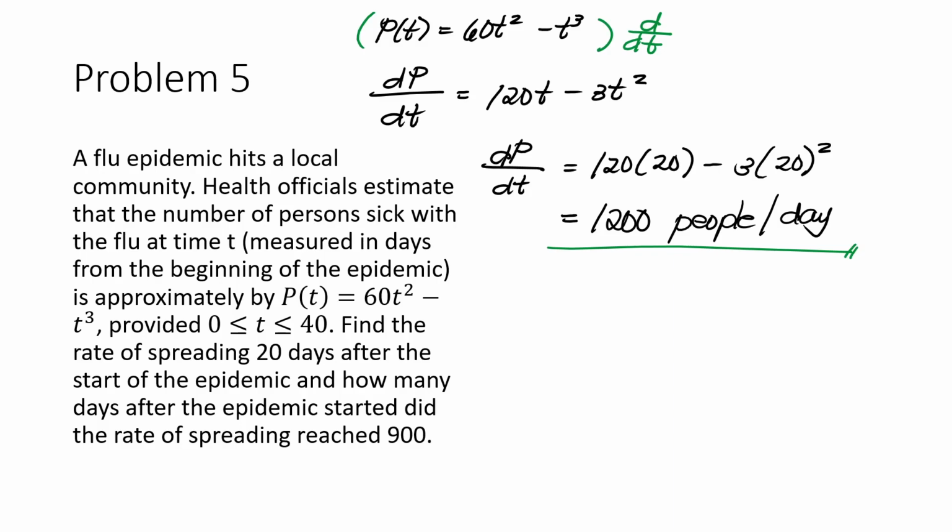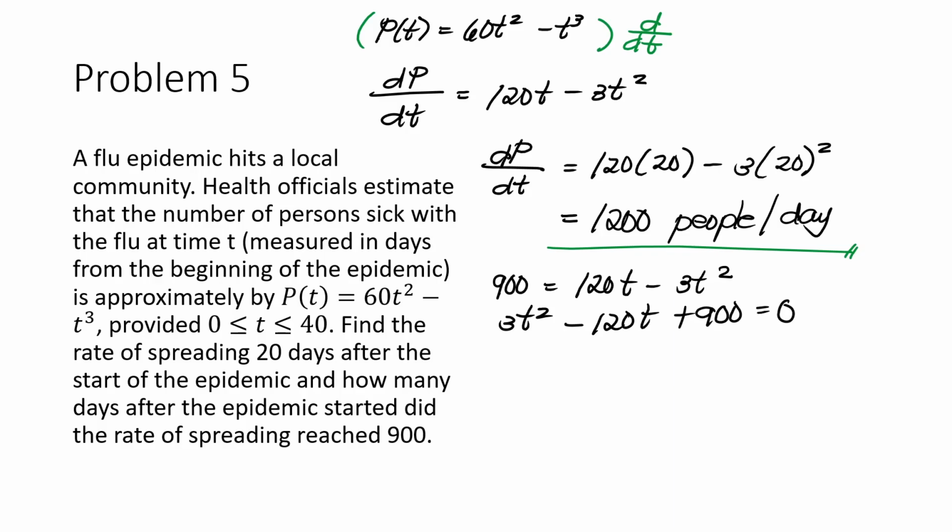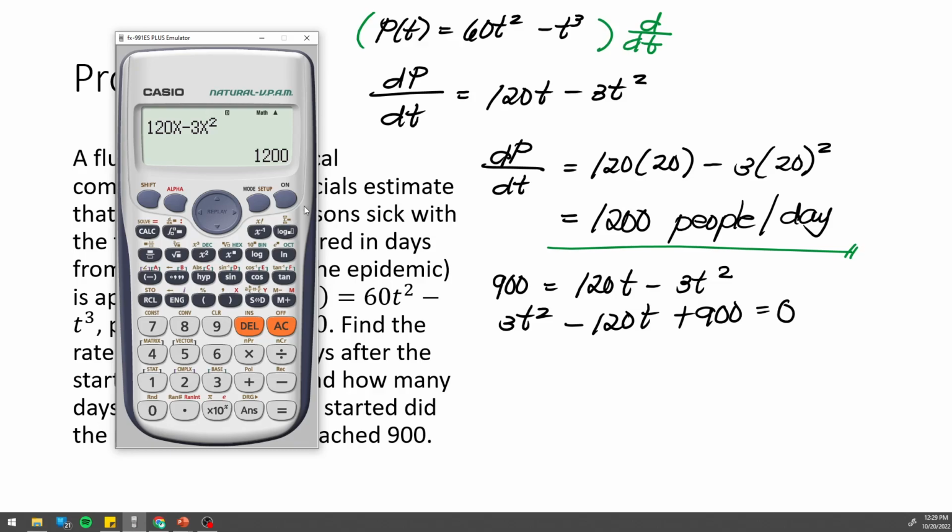Next, how many days after the epidemic started did the rate of spreading reach 900? So the rate is 900, so we will equate it with 120t minus 3t squared. Transposing the variables to the other side, it will give us 3t squared minus 120t plus 900 equal to 0. So how are we going to solve this one? By using quadratic equations. We have a quadratic equation solver here in our calculator, that is mode 5 3.